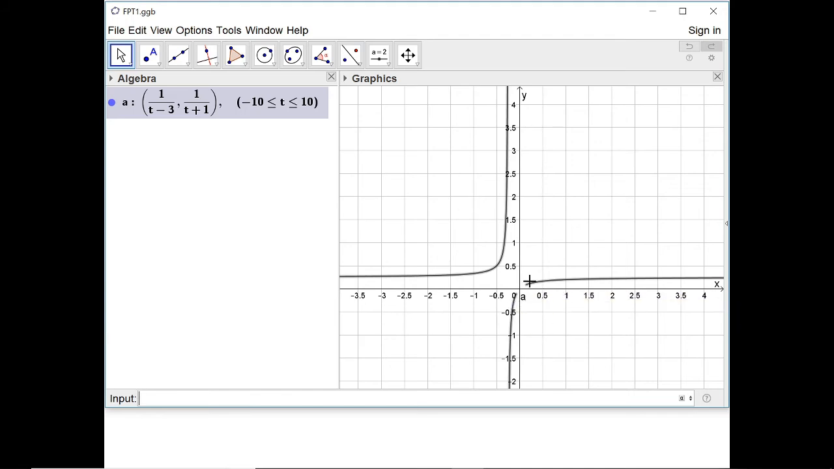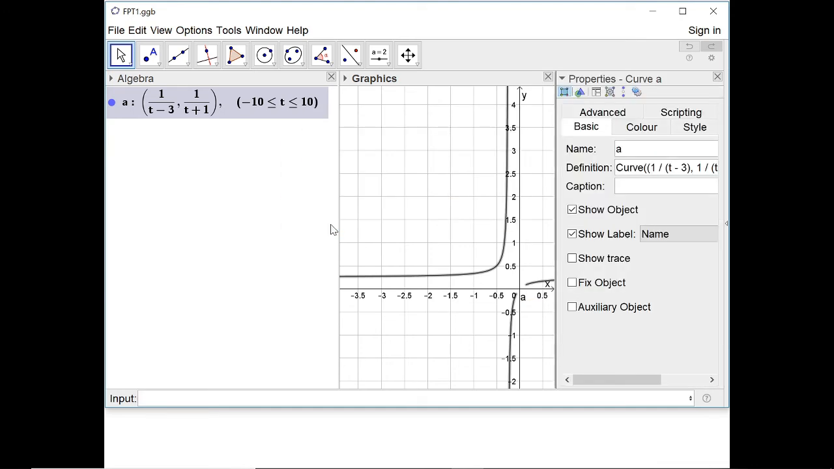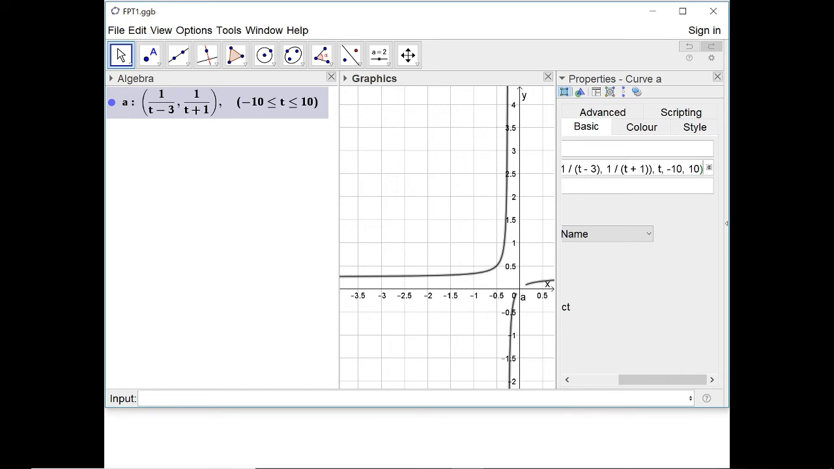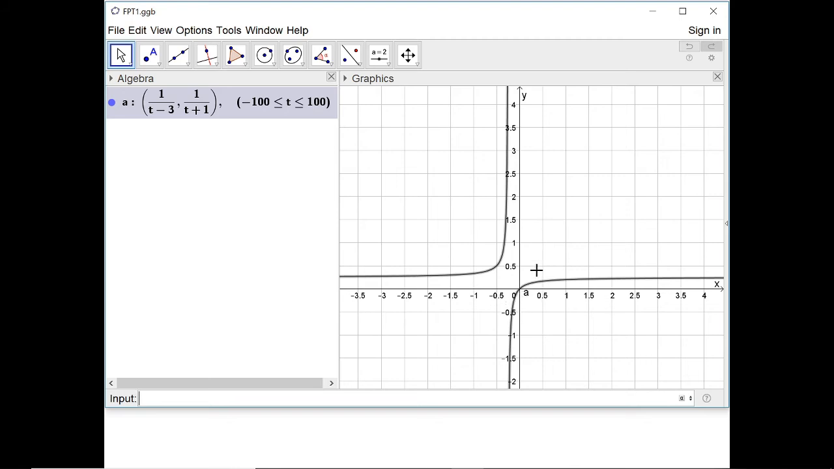So what I can do is go into the object properties and increase the range of t. Because t was going from minus 10 to 10, at that level of zoom there was a gap, but if I increase it, from minus 100 to 100, then it's going to appear as a smooth curve now. There we are. Okay, so it looks as if there is an asymptote at y equals 0.25, and then it looks as if I've got a vertical asymptote at x equals minus 0.25.